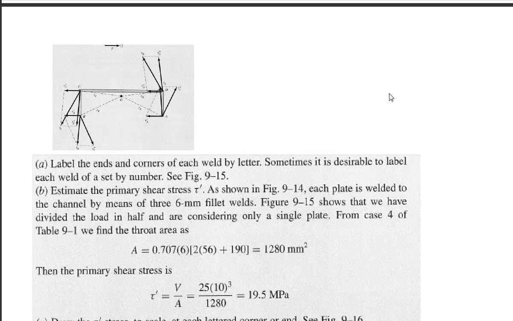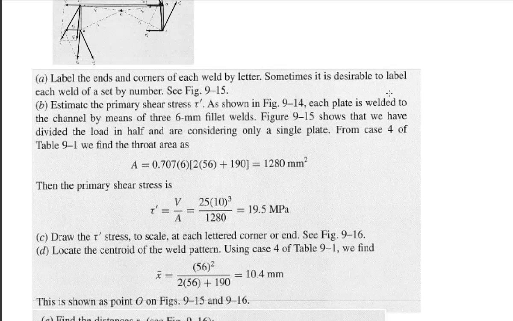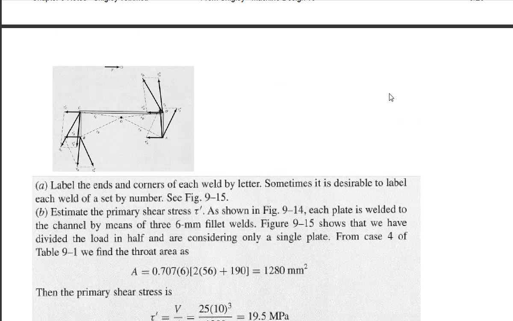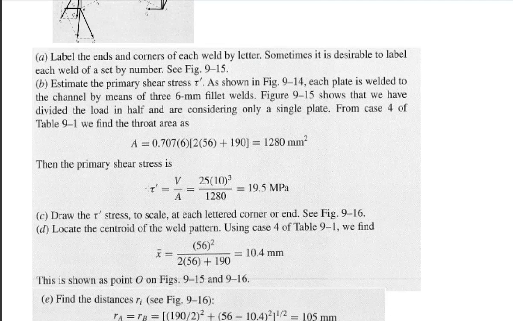Okay, so let's look now at more of the details. First of all, we know the total length of all these weld segments, so we can get the area as 0.707 times the leg size, which is the throat size. Then we have two 56 millimeter vertical segments and a 190 millimeter horizontal segment. So area is the throat times the total length of the weld. Primary shear stress is V over A.